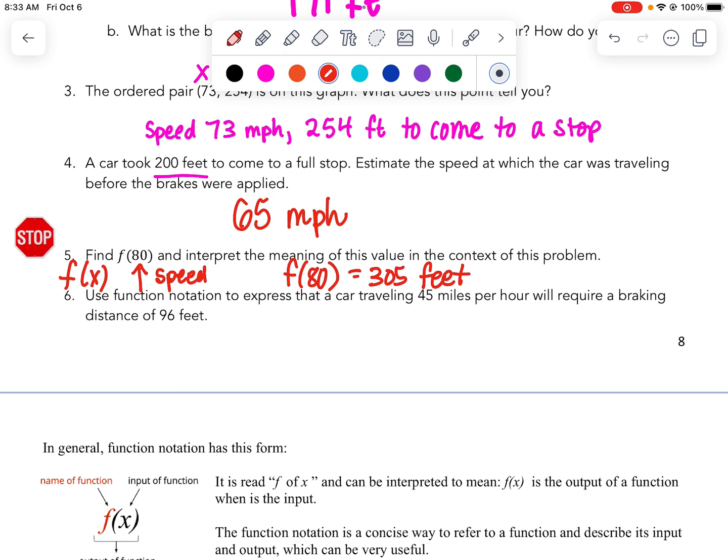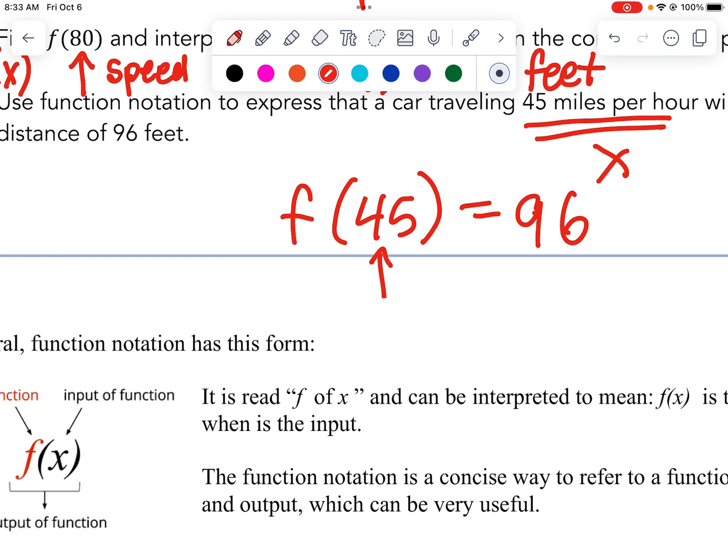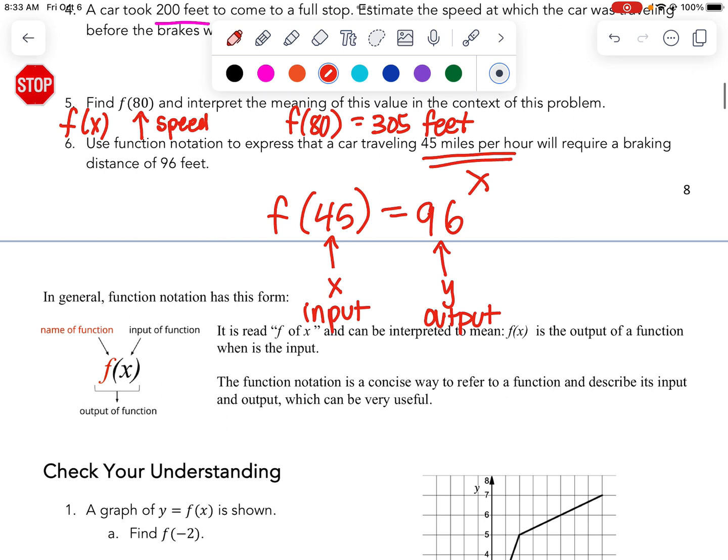And it says use function notation. So this is called function notation to express a car that's traveling at 45 miles per hour. This is the x value. So when it's 45 miles per hour, it will require 96 feet to stop. So in function notation, we put the x, or the independent variable, in the parentheses, and the output is here. So this is the input. Here's the output. So when the input, or speed, is 45, the output, or braking distance, would be 96 feet.